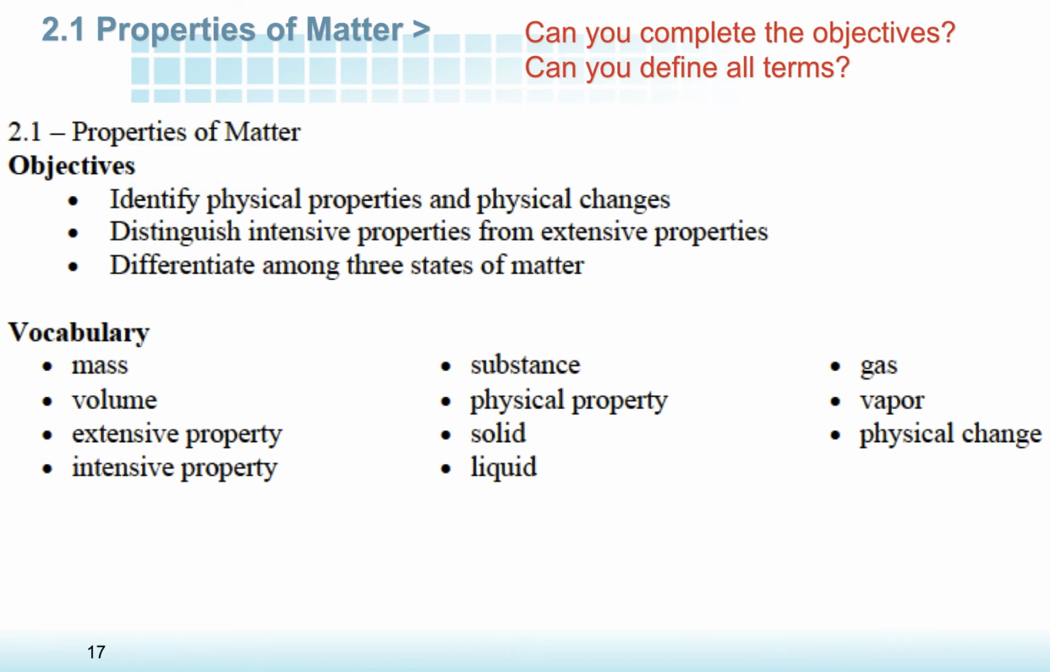Now, when you finish a section and you've gone over the notes and you've done your reading, you should always go back to the first page that shows the objectives and the vocabulary and ask yourself, can I complete these objectives? So if somebody said, can I identify physical properties and changes? Can I distinguish between intensive and extensive? Can I differentiate among the three states of matter? Can I give a definition for each one of those terms? If you can define each one of those terms and give a complete objective, then you are ready to move on.